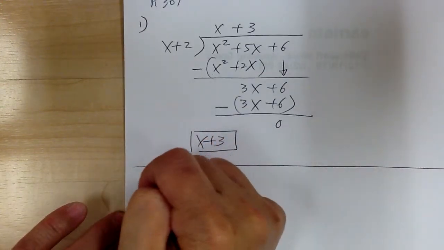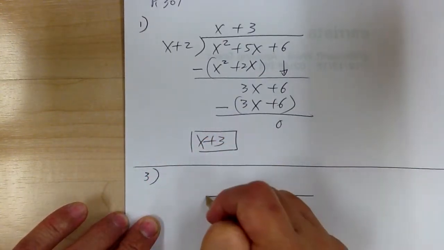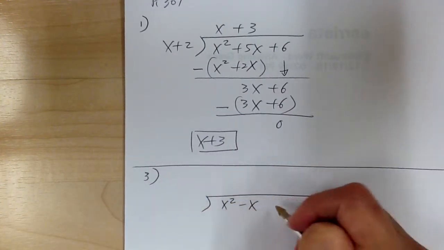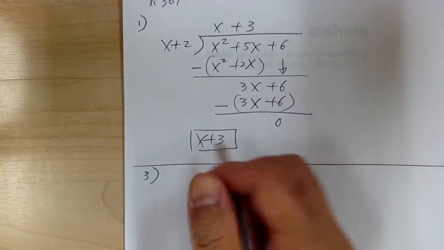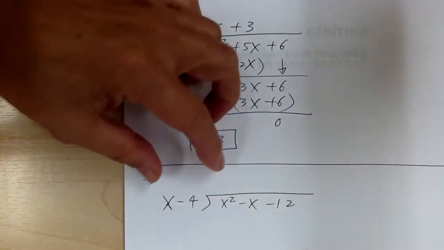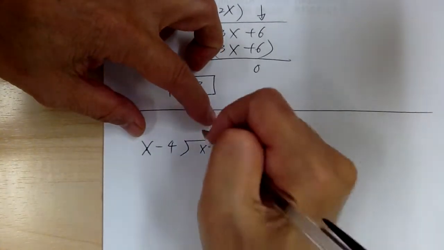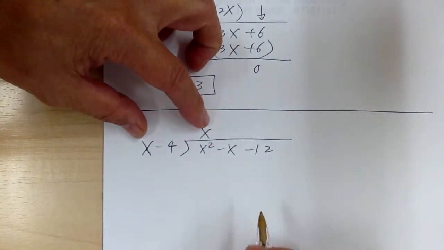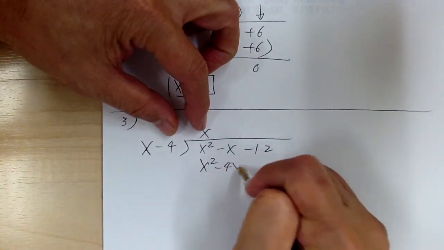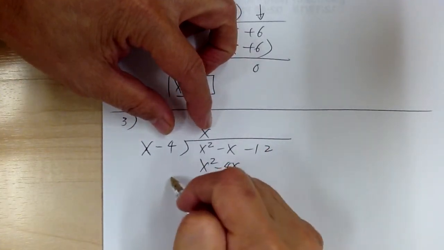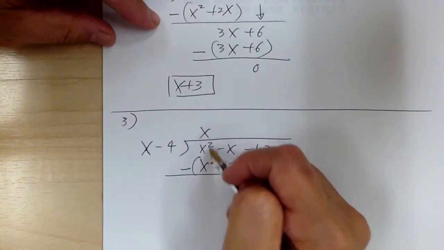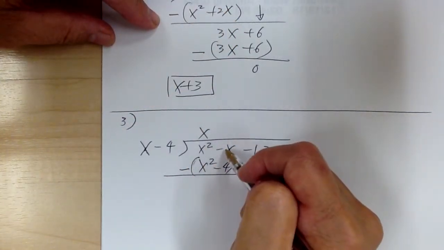Okay, let's go to number 3. You have x squared minus x minus 12 divided by x minus 4. Okay, so the first term you need to have is the x. So when you distribute, you get x squared, and this will give you minus 4x. Okay, so go and draw the line, put parentheses, minus. First term is always cancel out. So you got negative 1.